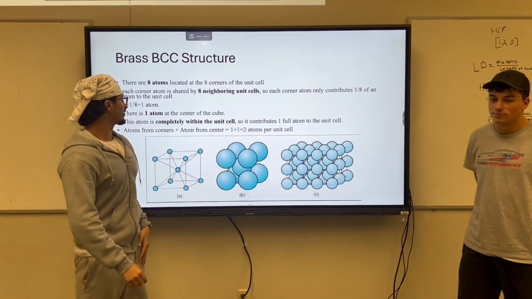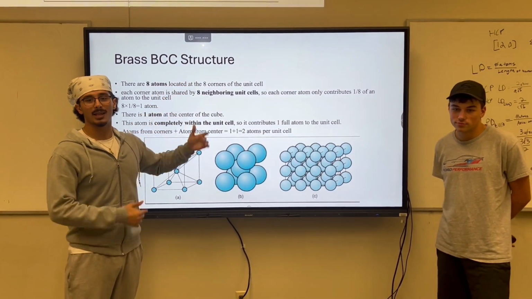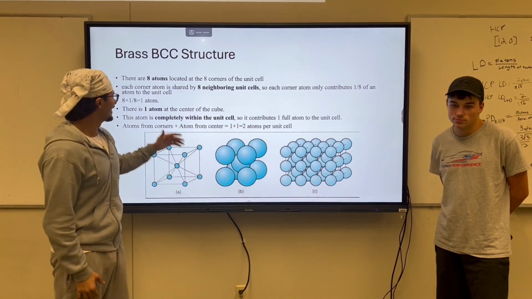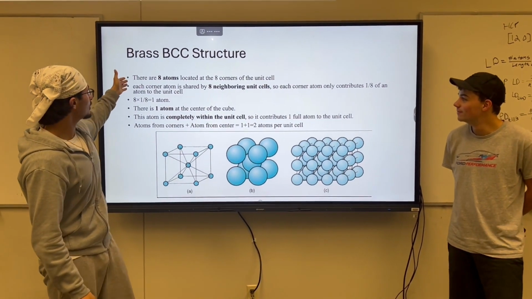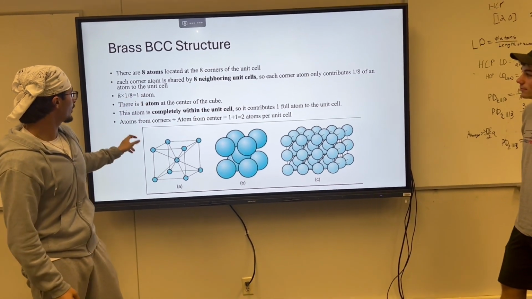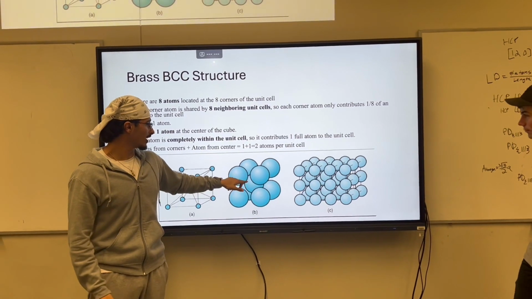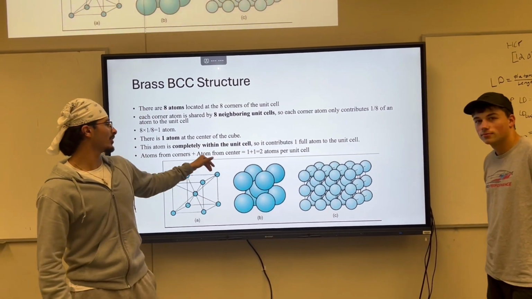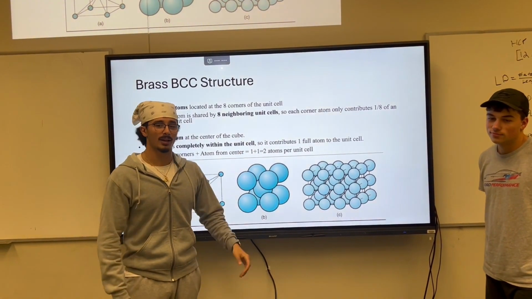For the BCC structure of brass, because we already talked about FCC, that'd be redundant. We don't want to waste time here. So for BCC, you have your 8 atoms across, times the 1/8 is where you get your 1 from. There's one atom in the center that you can see here. So when you calculate this, you get 1 plus 1, simple 2 atoms per unit cell.